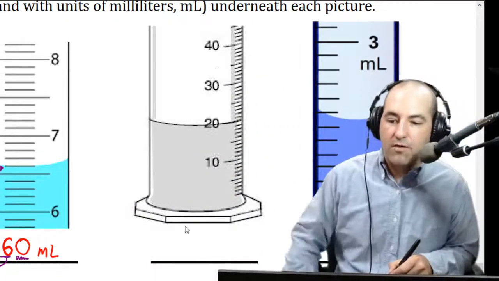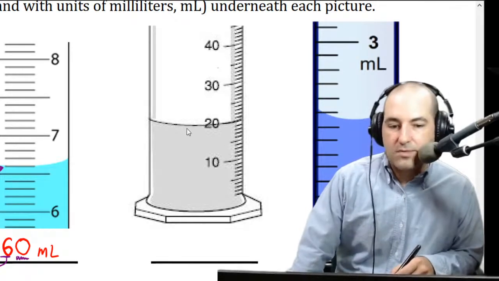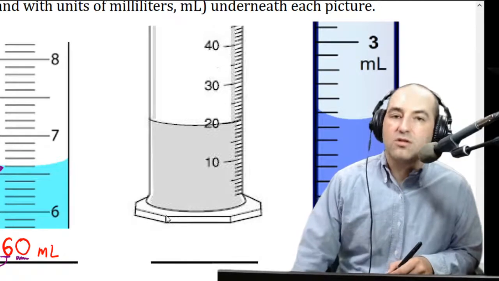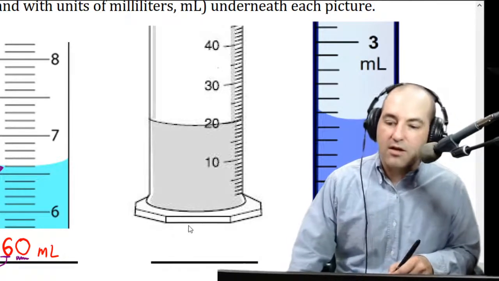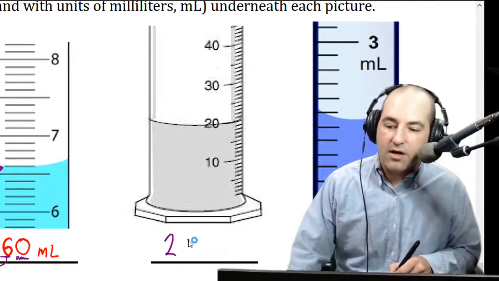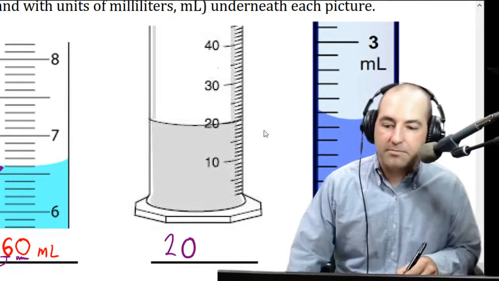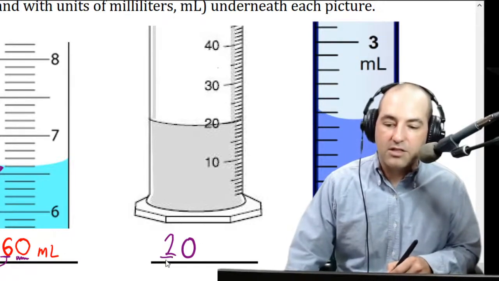Okay, then moving over. Same idea. This one also looks like it's right on the line to me, right on that 20. So then the question becomes, is it 20? Is it 20.0? Is it 20.00? How do we decide? So I'm going to write down 20 because I am pretty certain about that because it's right on there. And I'm going to then mark my digits here.